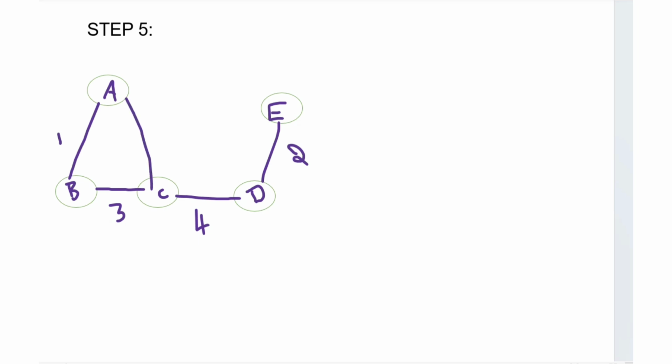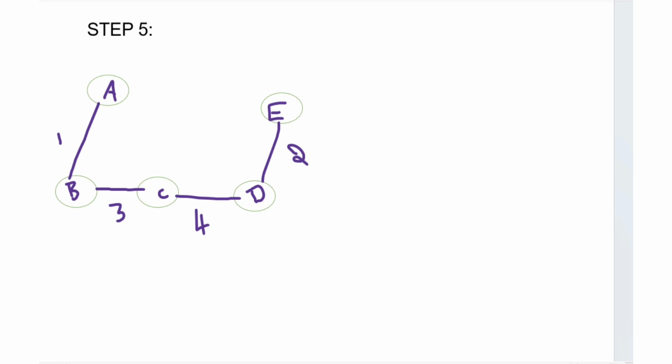Next, the 7th minimum is to pick the edge AD. A to D means it also forms a cycle: A to B, B to C and C to D, D to A again. So now we will discard it.